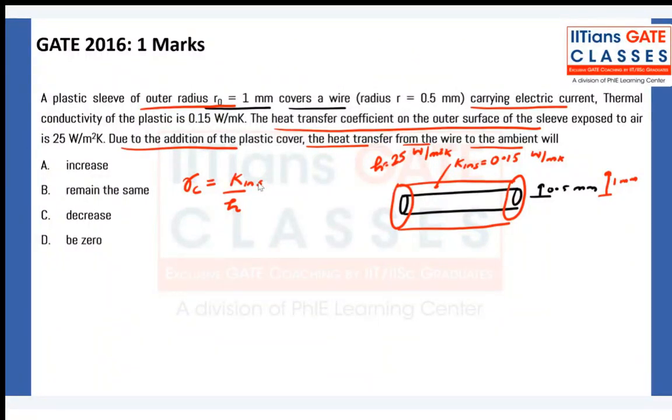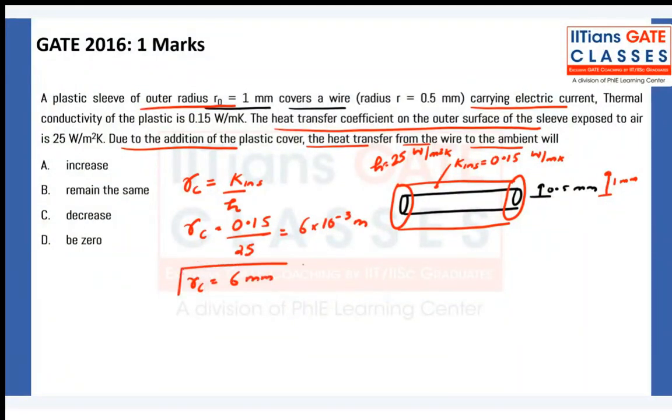Now, what is the critical radius? It is insulation is 0.15 and 25. Okay. So this is how much? This is 6 into 10 to the power minus 3 meter. And this is 6 millimeter.